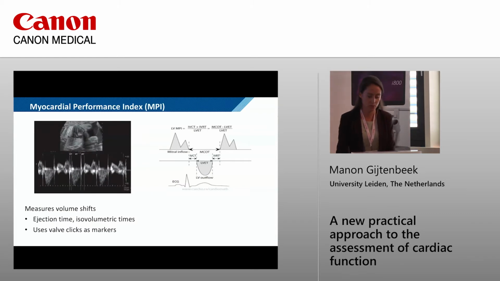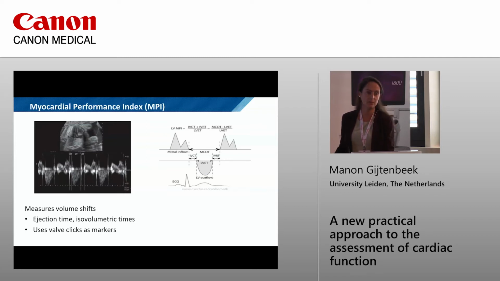As most of you will know, the Myocardial Performance Index uses volume shifts. As you use the valve clicks, you can see in the left image is an MPI image of the left ventricle of the heart. You see the mitral valve and the aortic outflow, and you use the valve clicks as markers to indicate the time intervals between the relaxation and the contraction of the heart, and between the contraction and the relaxation phase. And you add the isovolumetric contraction time and the relaxation time, divide them by the ejection phase of the heart, and you get an MPI. This is a very difficult image to obtain.